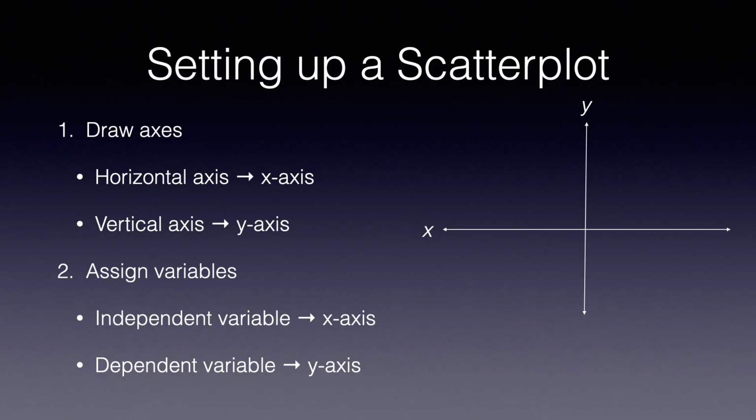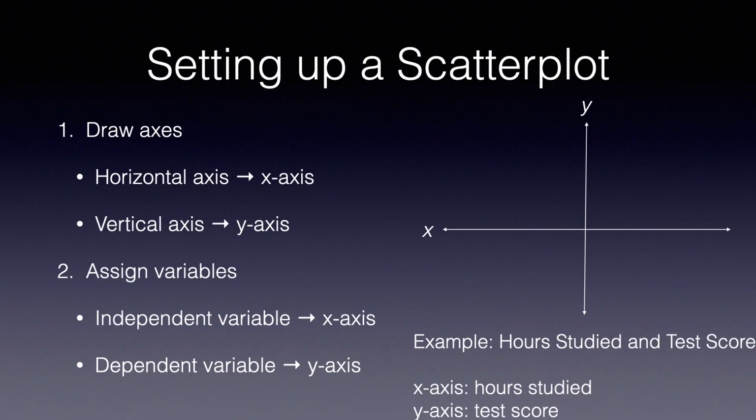We've also talked a little bit about our independent and dependent variables. Our independent variable is the x-axis, and the dependent variable goes on the y-axis. In the example I showed on the first slide, we were talking about the number of hours that someone studies and their score on a test. So in that example, the independent variable was hours studied, and the dependent variable was the test score. And so hours studied is going to go on the x-axis, and the test score is going to go on the y-axis. So once we have this done, the next thing that we want to do is plot our points.